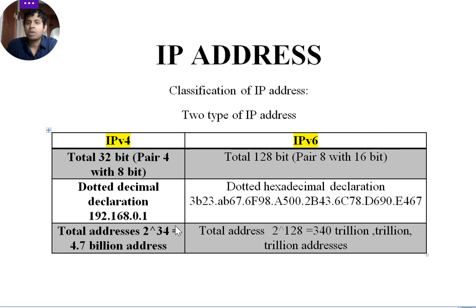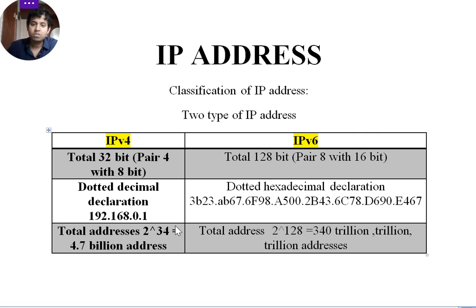But if we talk about IP version 6, it has 8 pairs, and those 8 pairs go with hexadecimal values. That means the decimal digits 0 to 9 are combined with the letters A to F, within A to F, not after F. So that's why IP version 6 has a hexadecimal declaration.